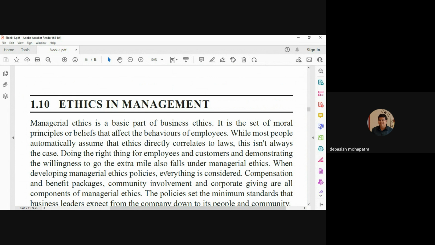Then ethics in management. Obviously, ethics should be there in everything we do, and that also applies in management. Okay, so whenever we are doing something, it should not be outside the ethics. It should be within the ethics when we are doing something.